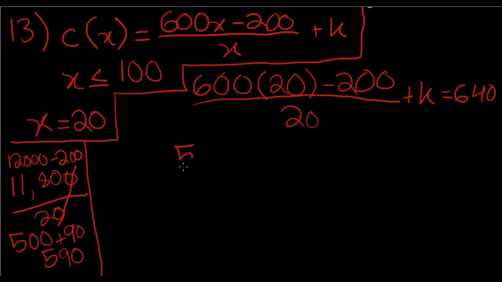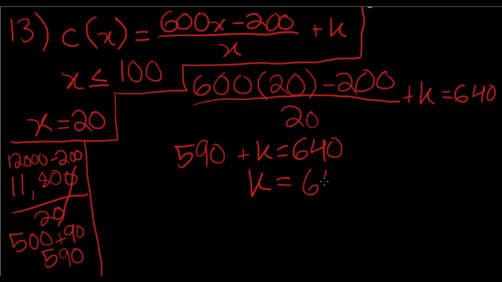So, 590 plus k must equal 640. I'm sorry for that stumble there, but now we can find out what k is equal to. It's 640 minus 590. Therefore being equal to 50. And that is answer choice B.